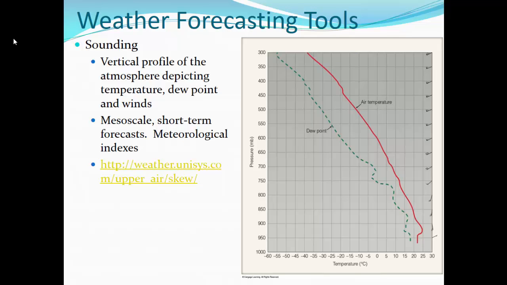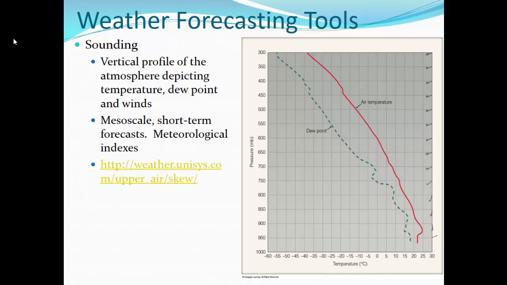So basically, the weather balloon has an instrument below it that gives us a pressure and temperature and relative humidity. And then it has a radio transmitter that transmits that back. And then as the radio transmitter moves downstream with the winds, it also can tell its location, and then by knowing the location with time, we know how those winds are moving in the middle and upper levels of the atmosphere. So a sounding is a vertical profile of the atmosphere depicting temperature and dew point and winds.